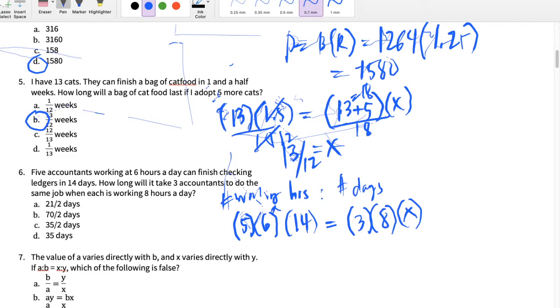So the right side is just equal to 24, so divide both sides by 24. We should get x is equal to 35 over 2. Okay, the answer here is letter C.